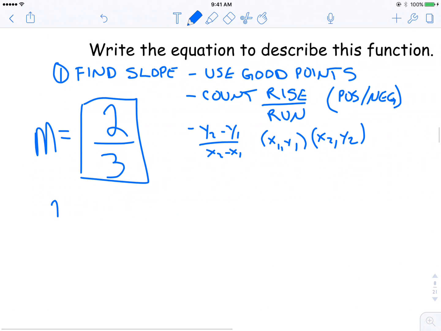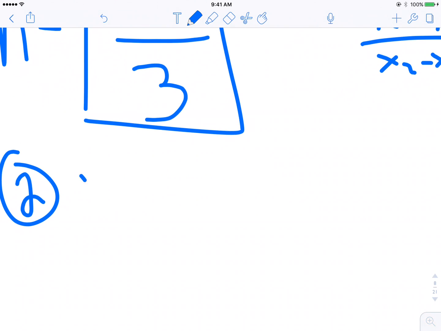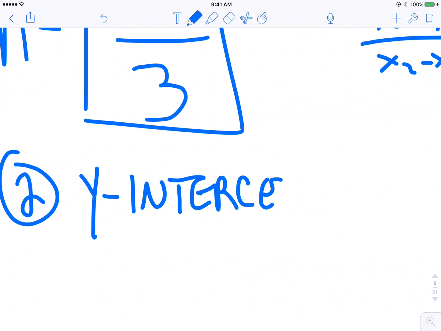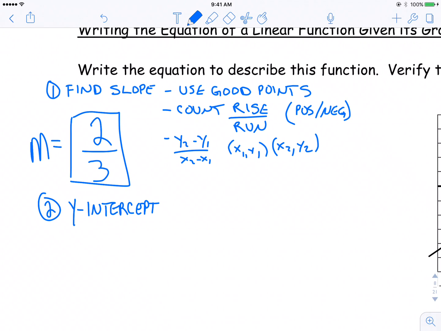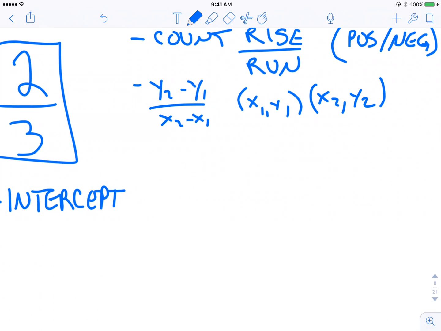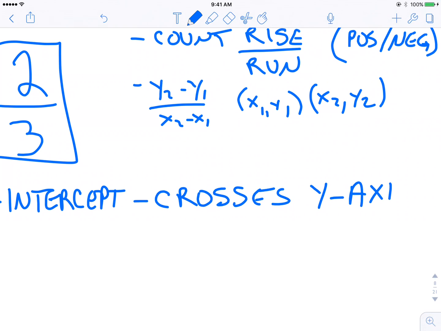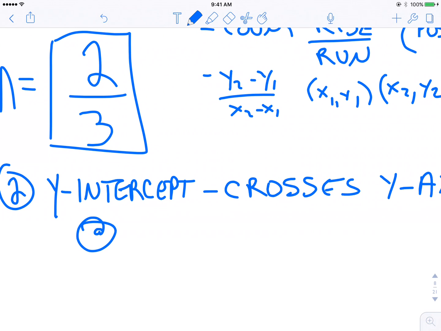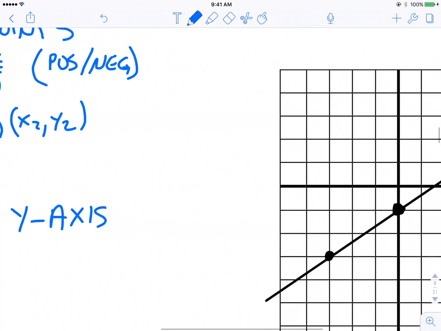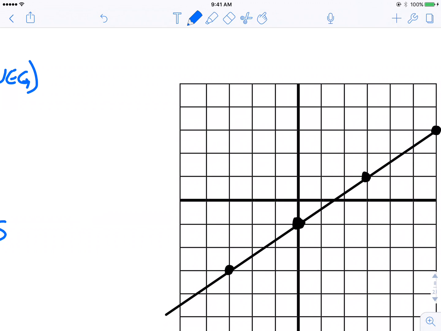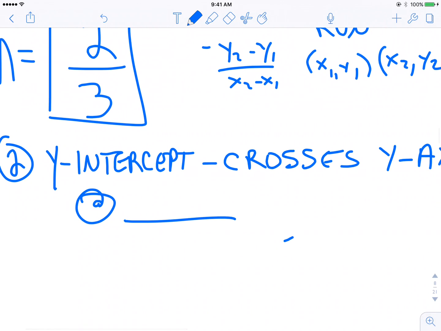Step 2, find the y-intercept. Where does this graph cross the y-axis? Crosses y-axis at what value? So let's look. This graph crosses the y-axis right here. That has a value of -1.